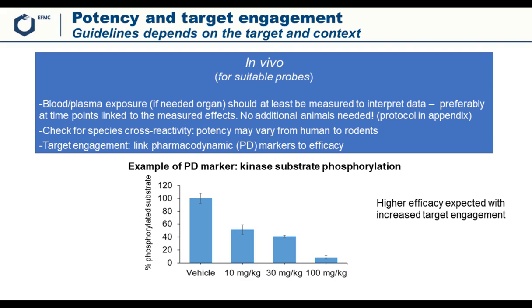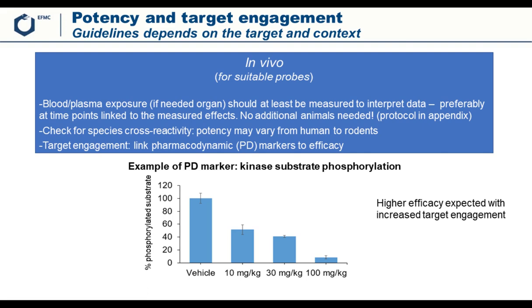Another important thing to think about is to check for species cross-reactivity. Usually, we validate or we test our compounds against human targets, obviously, because we want to study human biology and disease. But it's very difficult to test compounds in vivo in humans. We usually use rodents. And it can happen that the potency of your compound varies from human to rodents simply because the sequence of the protein, for example, can be different. So you need to cross-check if your compounds are still potent in rodents.